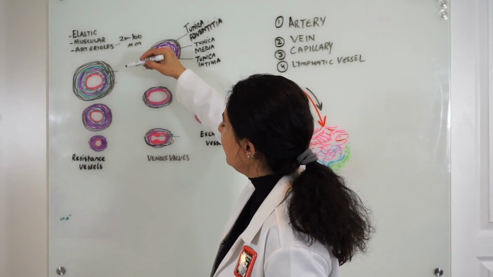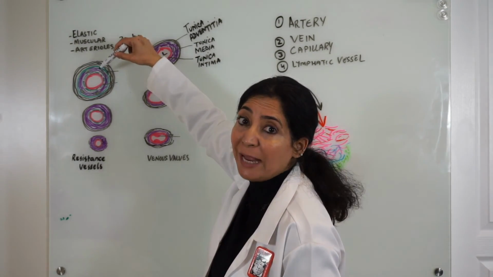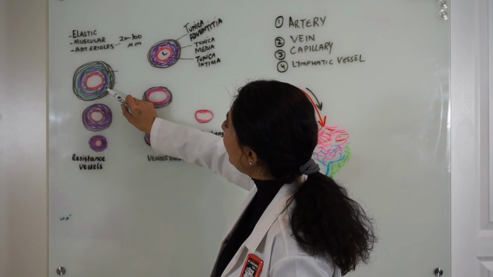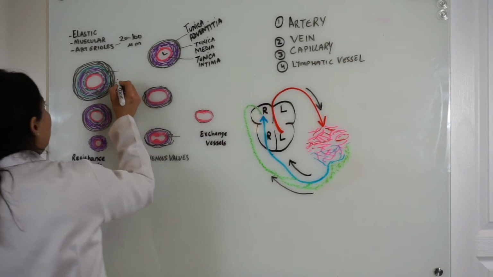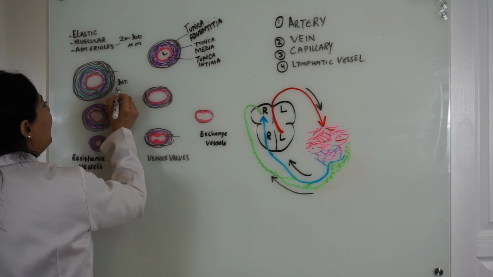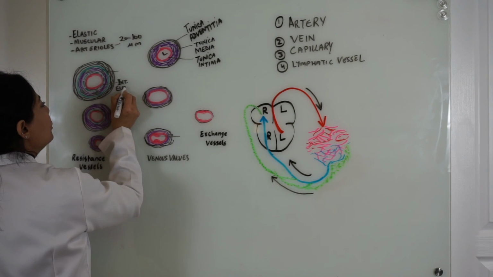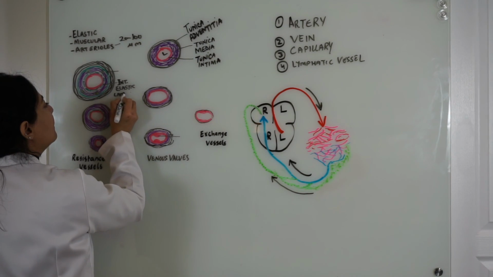Okay, so you can see the tunica intima is represented as red, and then we have a layer of green tissue which is known as the internal elastic lamina, because it's made out of elastic tissue. Okay, a flat sheet.